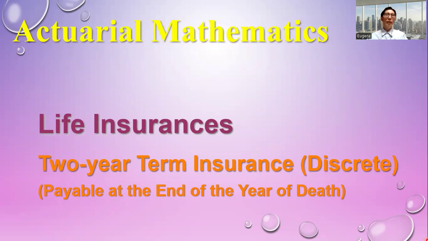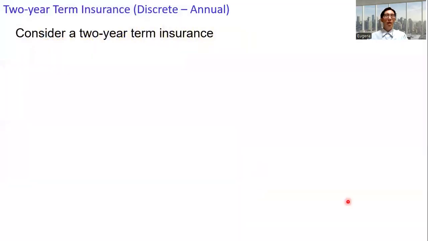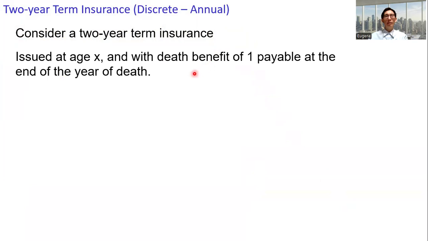Hello everyone. In this video, we will cover the 2-year term insurance. Again, the discrete case. In this video, the discrete case means the death benefit is payable at the end of the year of death. Now consider a 2-year term insurance issued to an individual at age x, death benefit 1 payable at the end of the year of death.